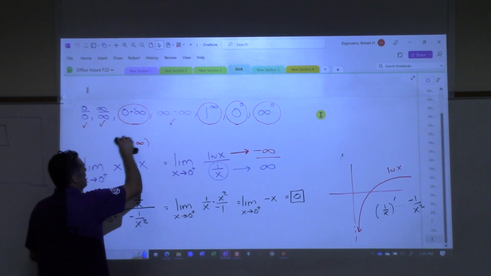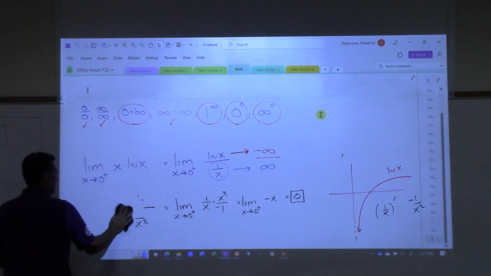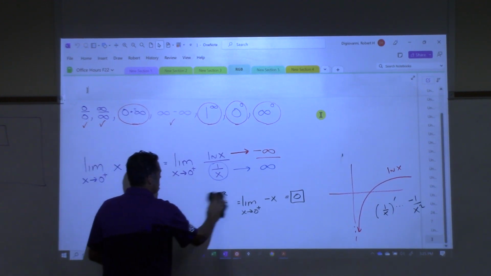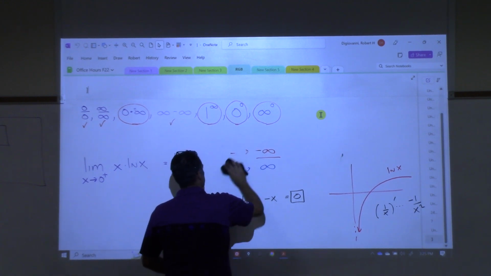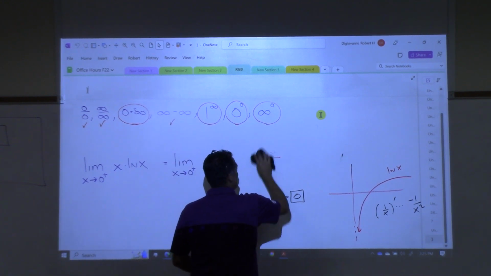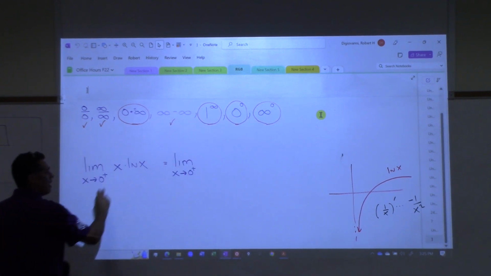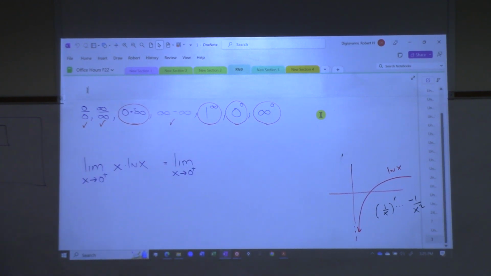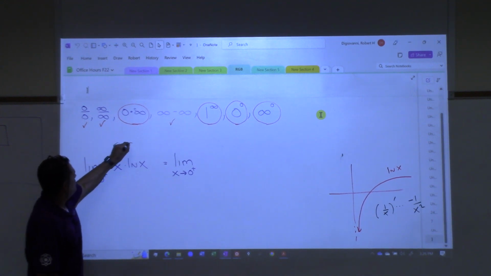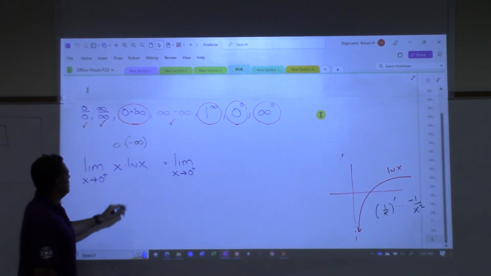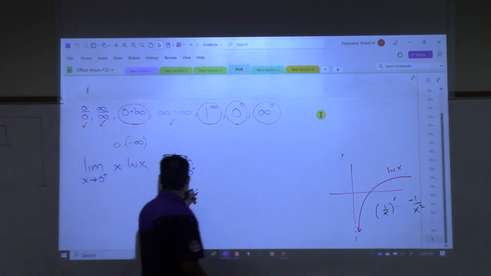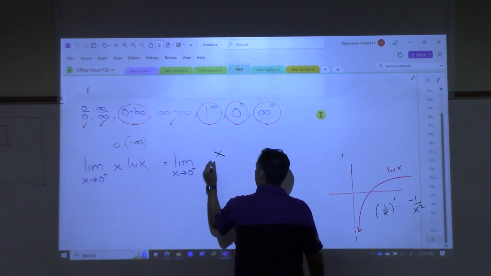Now, I want to do the same problem over again. I dropped the x, didn't I? There's nothing that says that I couldn't have dropped the natural log. See, I have two things being multiplied. It's your choice which one to drop. So we still have 0 times negative infinity here, right? Let me drop the natural log down this time. And I want you to see the difference between the two methods.